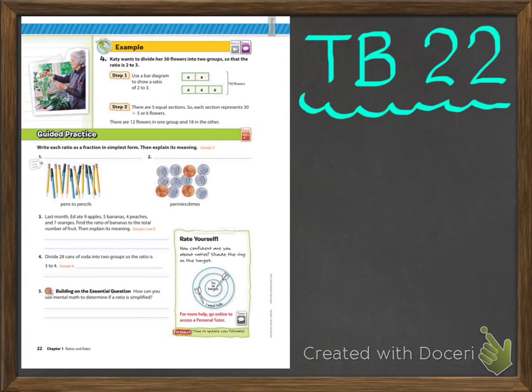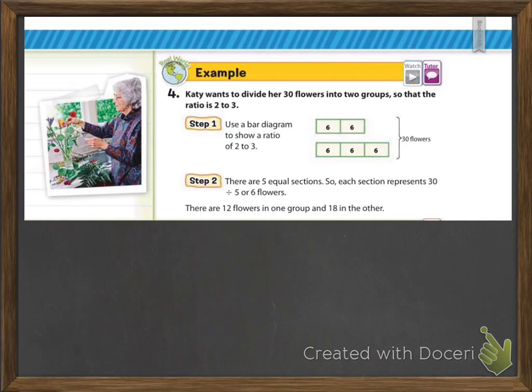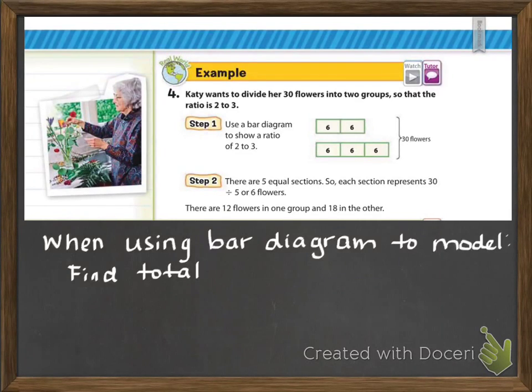Let's go ahead and look at example 4 here on textbook page 22. In example 4, it says, Katie wants to divide her 30 flowers into 2 groups so that the ratio is 2 to 3. All right, so the first thing that we're going to want to do is when using a bar diagram, you want to write these steps. When using bar diagrams to model, you want to first find the total. So the total in this problem was 30. So we're going to write 30 there.